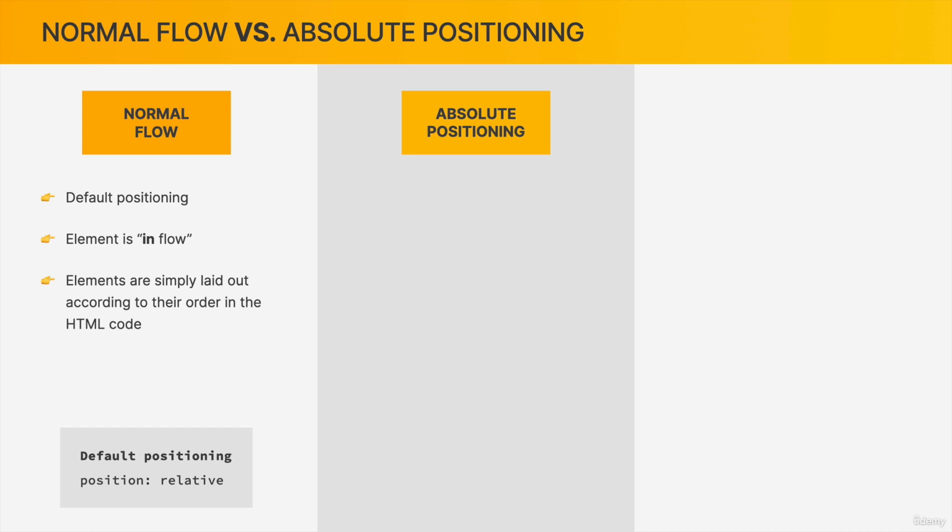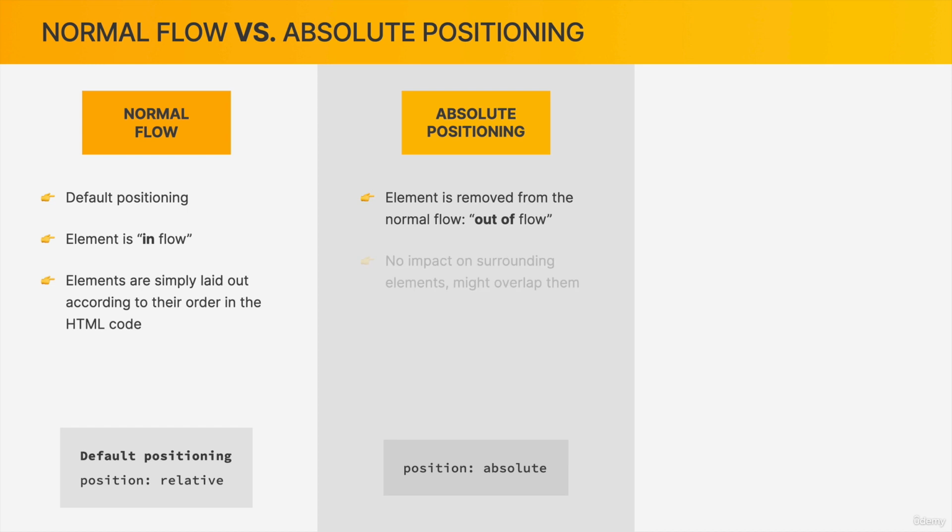Now, on the other hand, we have absolute positioning, which basically allows us to absolutely position elements anywhere on the page. We can position an element absolutely by setting its position property to the value of absolute. In this case, the element is removed from the normal flow, and we say that it is out of flow. What happens with this element is that it completely loses any impact on surrounding elements. And in fact, it might even overlap them.